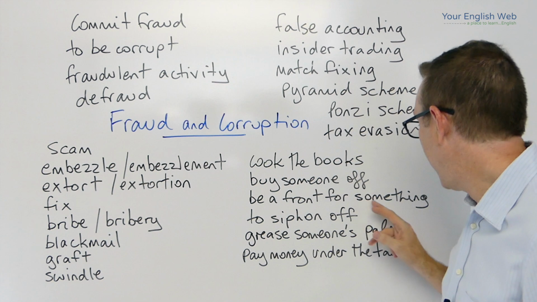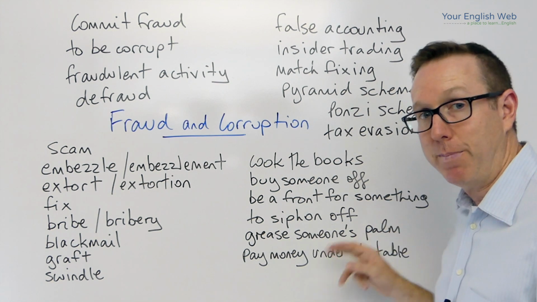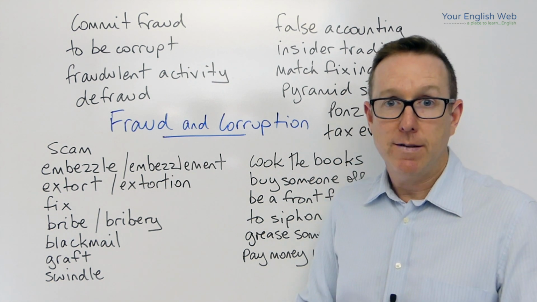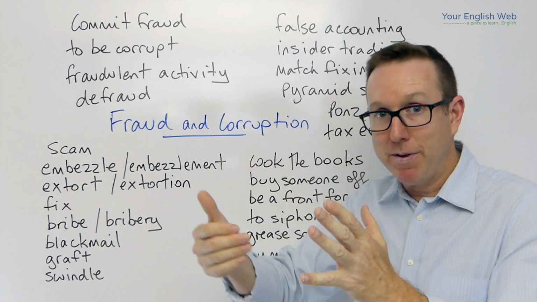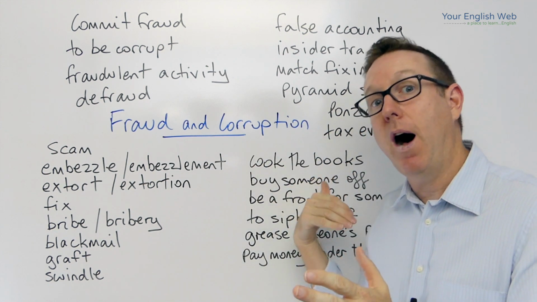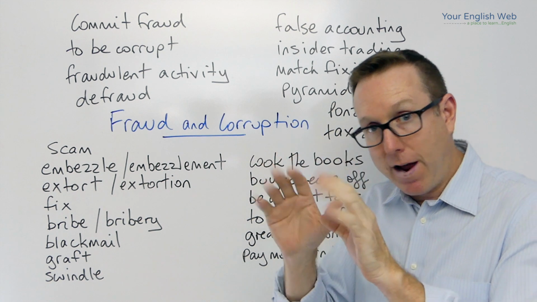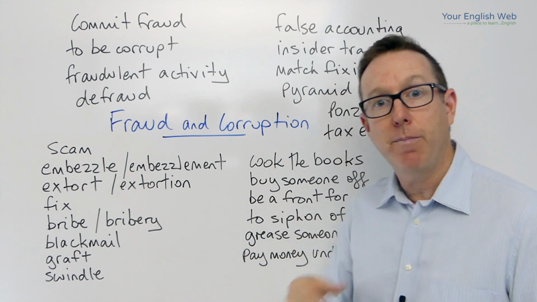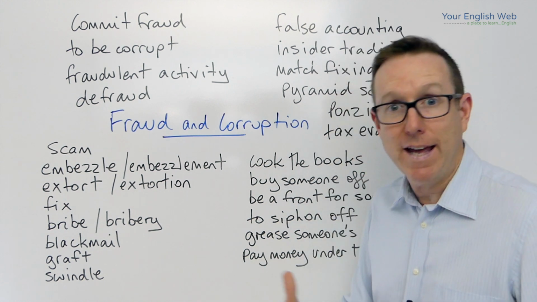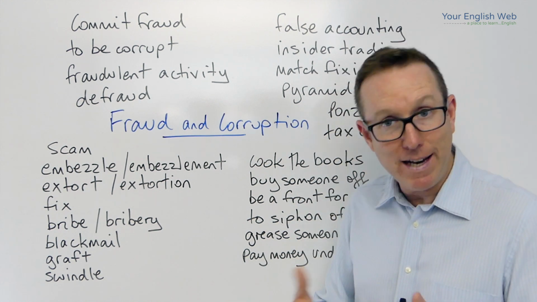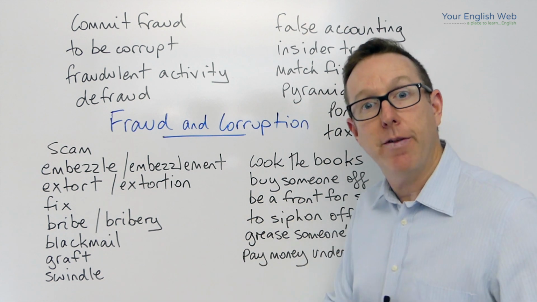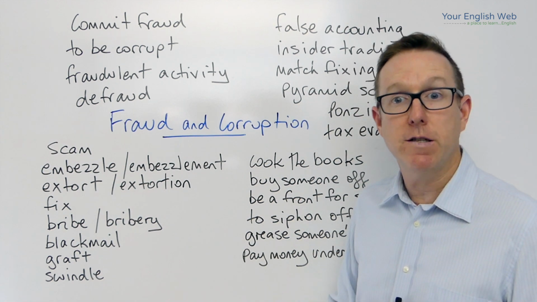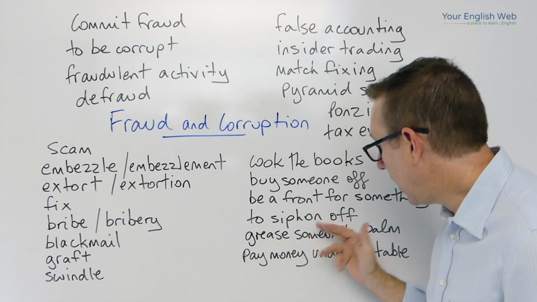You can be a front for something, or something can be a front. Maybe there's some type of business that you see, but there's an illegal activity behind it. So there's like a front. You can siphon off. You can siphon money off. This is where, again, if you use the money from a company illegally, you can siphon the money off for personal expenses, personal gain, to siphon off.